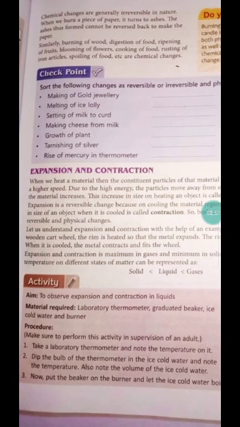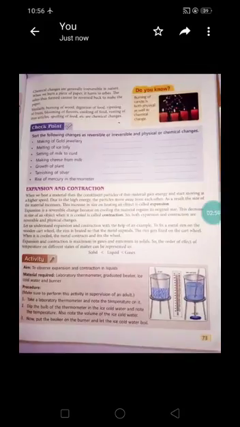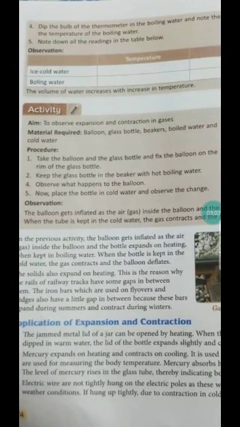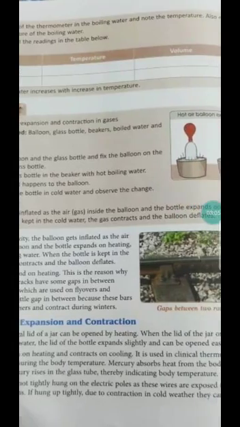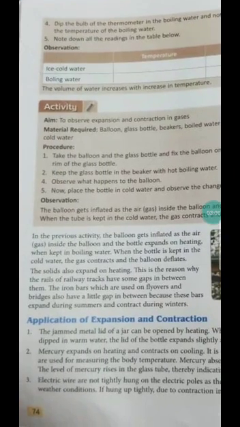Now put the beaker on the burner and let the ice cold water boil. After boiling, dip the bulb of the thermometer in the boiling water and note the temperature, and also note down the volume of boiling water. Note down the readings in the table below. The volume of water increases with the increase of temperature.